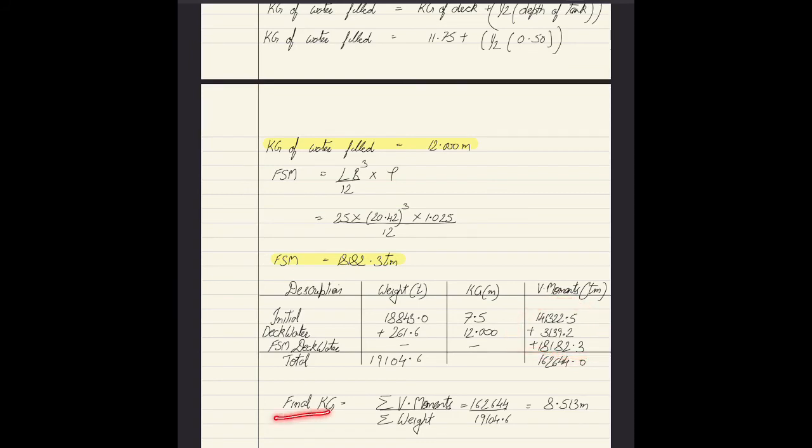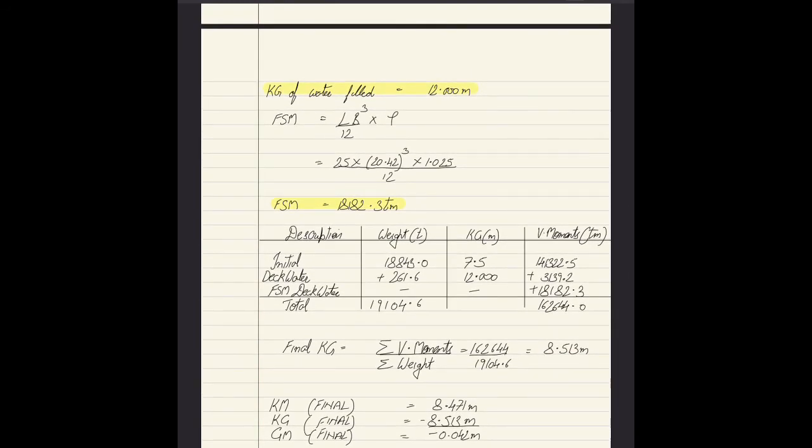Final KG is given by the sum of all the vertical moments divided by the sum of all the weights, which is 162,644 divided by 19104.6, which gives us the final KG as 8.513 meters.